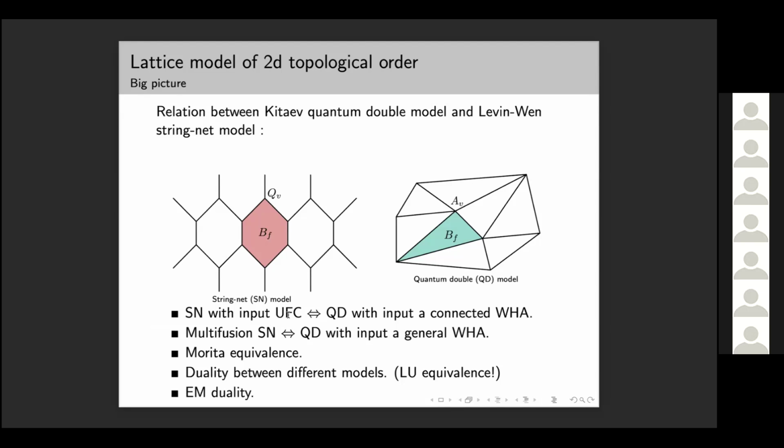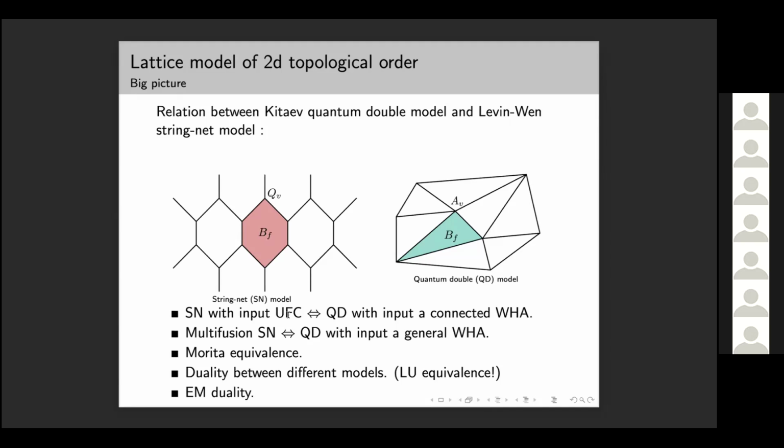So in this sense, the string model with input data a unitary fusion category is equivalent to the quantum double model with input a connected Hopf algebra. But generally, we can take the input data of the quantum double model to be a general Hopf algebra. In this case, the input data of the string model must be a multifusion category. This is the basic motivation for us to study the multifusion string model.